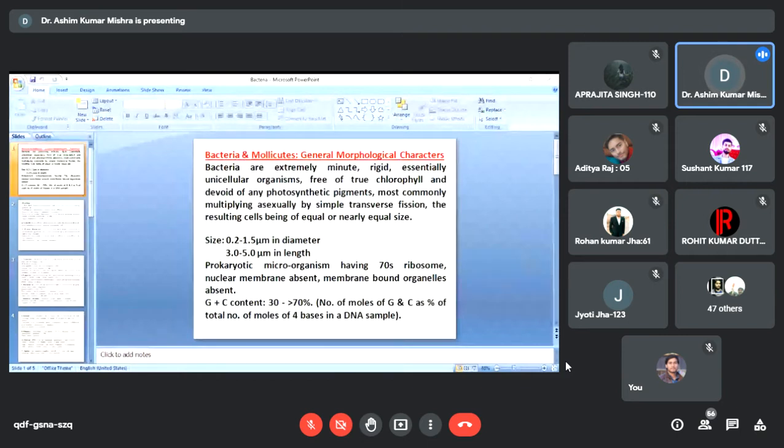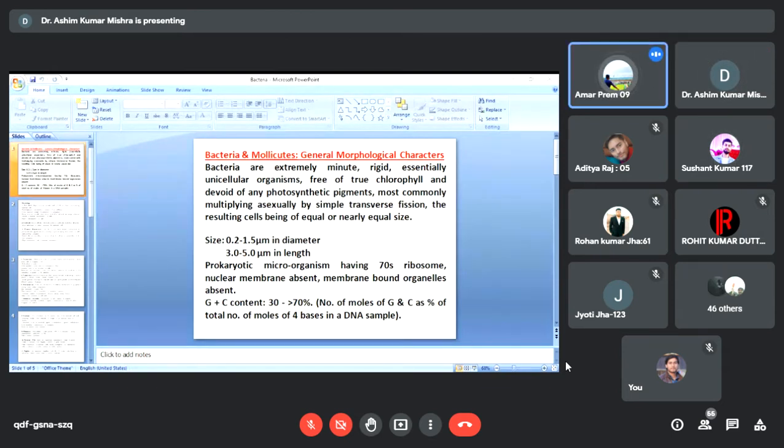It is a very common character of the organism. Both sexual and asexual reproduction are present, but generally they most commonly multiply asexually by simple transverse fission. Through fission, in how many minutes does a bacterial cell divide on average? 20 minutes. Yeah, 20 minutes. Who told?